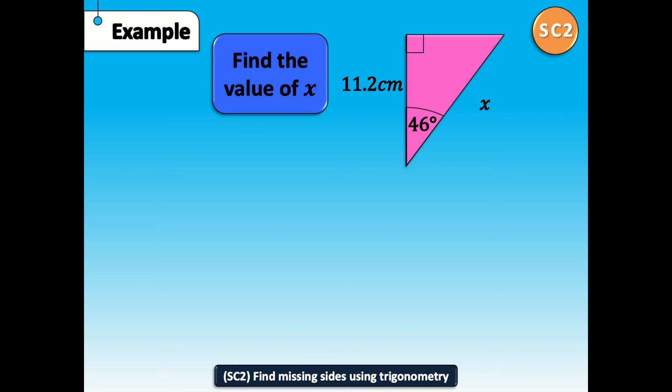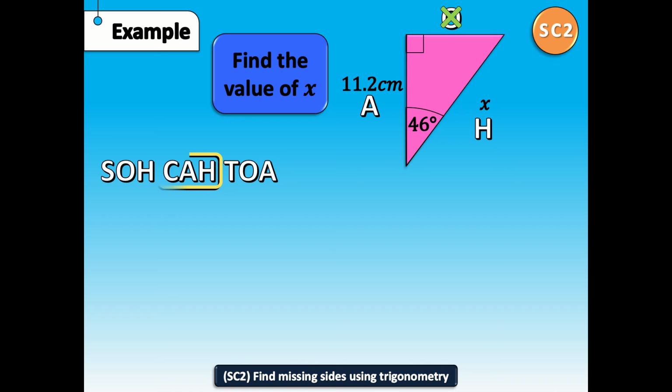Let's have a look at this example. So label up my sides. That's H, that's O, and that's A. And then we think about SOHCAHTOA. I'm given A and I'm trying to find H. So that's CAH, which means I'm going to use cos.